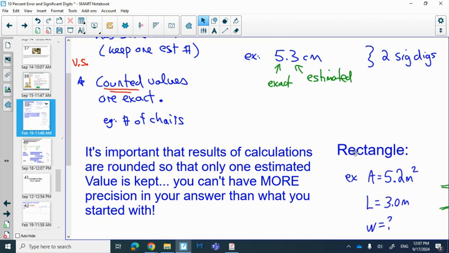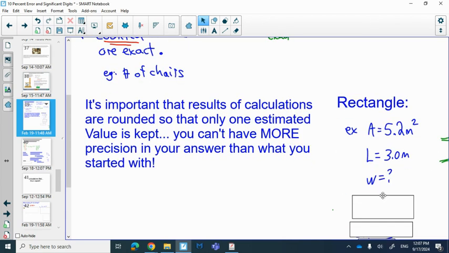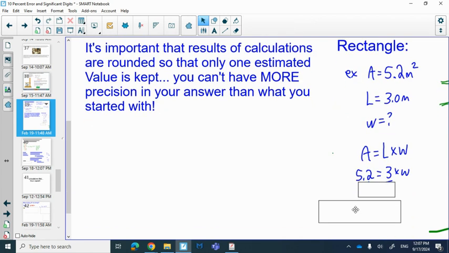Okay, so for example here, if you have an area of 5.2 and a length of a rectangle or something of 3 meters, and you calculate the width. If I calculate the width, I would just put the numbers in, divide out, solve for the width, and I get a width of 1.733333333 forever. Obviously, we don't have an infinite amount of precision somehow magically.